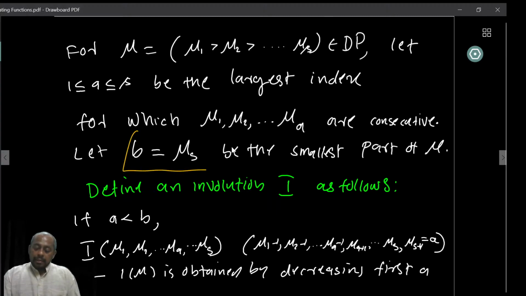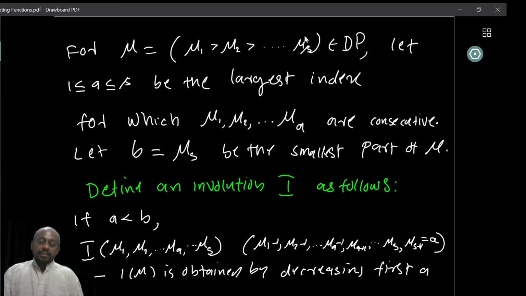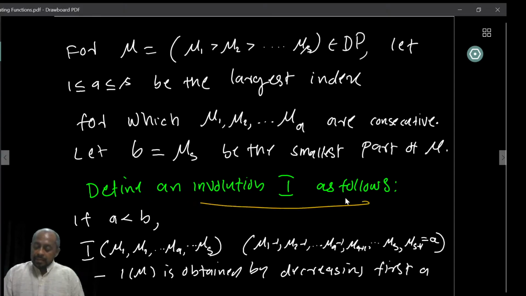And then let B be equal to mu S. That is the smallest part of it, right? Because this is decreasing. So mu S is the smallest part, which I call B now. Now my involution is defined as follows.